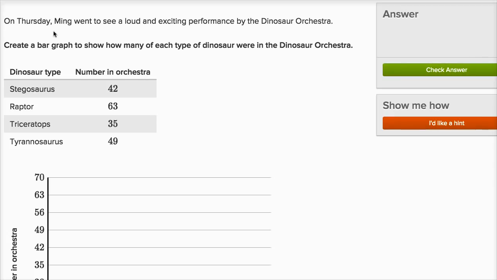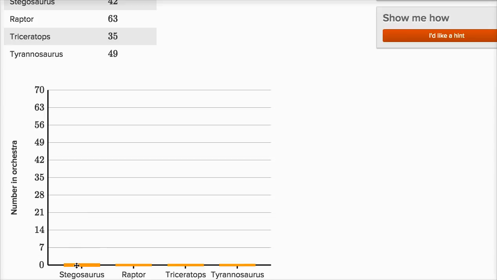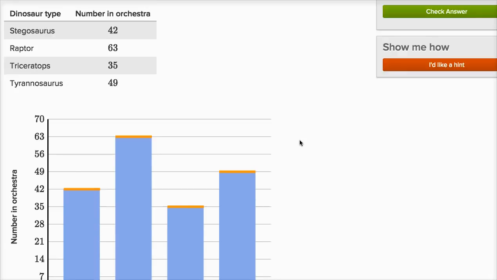All right. So on Thursday, Ming went to see a loud and exciting performance by the Dinosaur Orchestra. Create a bar graph to show how many of each type of dinosaur were in the Dinosaur Orchestra. So I guess there were 42 stegosauruses. I don't know if that's the plural for stegosaurus. So there are 42 stegosauruses, 63 raptors. So let me move the raptor up to 63. 35 triceratops. And then you had 49 Tyrannosaurus.